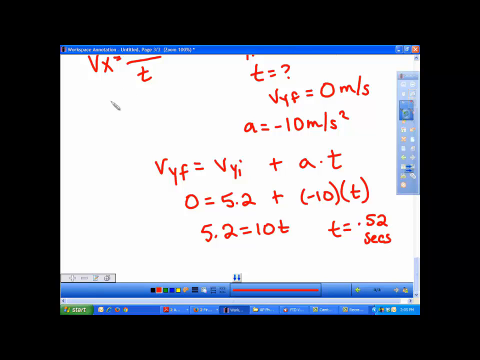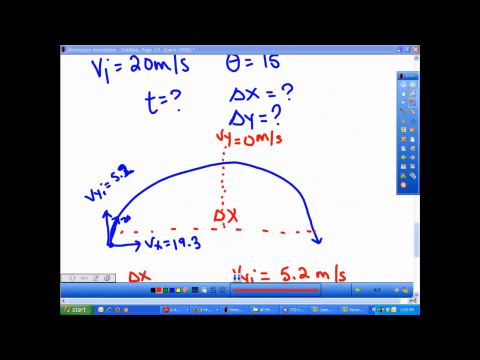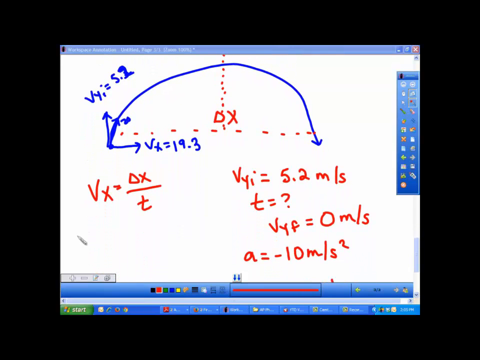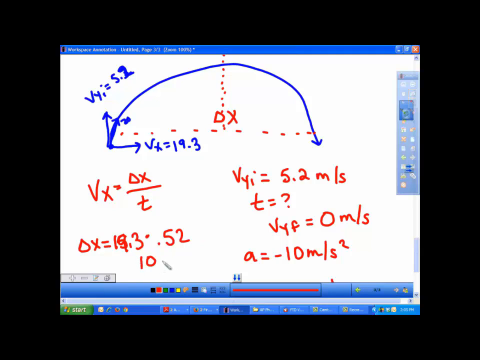Alright, so now I know my time. Let's come back up here to our horizontal motion. So now I know my time, and I know my speed in the x direction, so I can figure out what my distance is in my x direction. So the change in x is going to be equal to 19.3 times the time I just found, which is 0.52. And when I do that, I figure out that the change in x for my projectile is 10 meters.